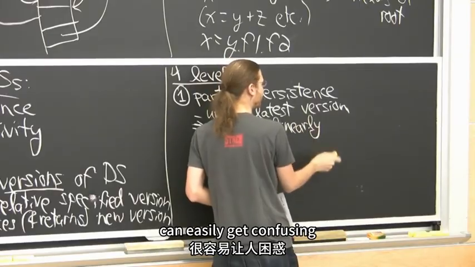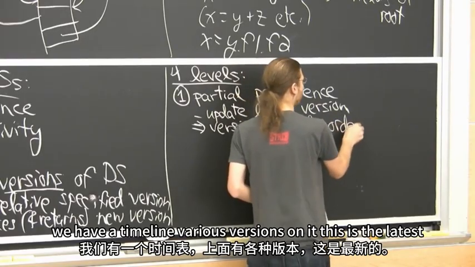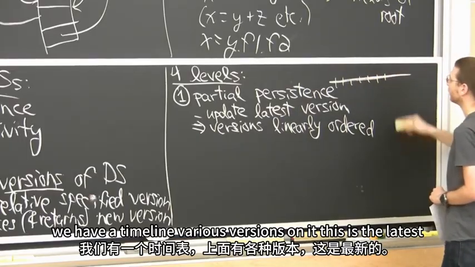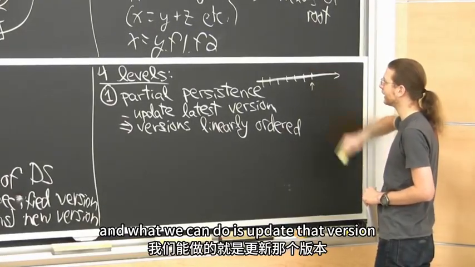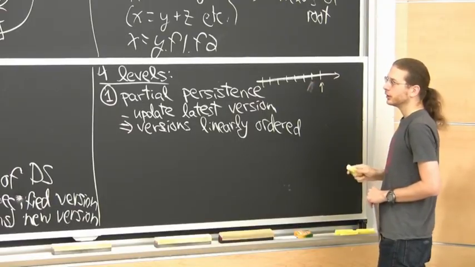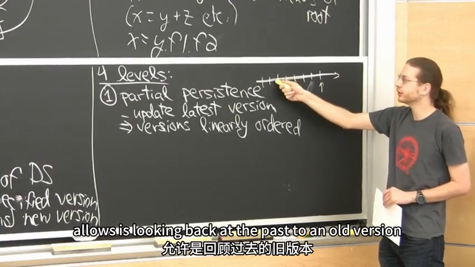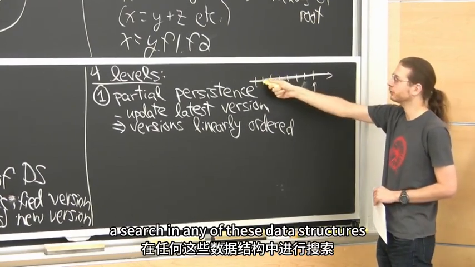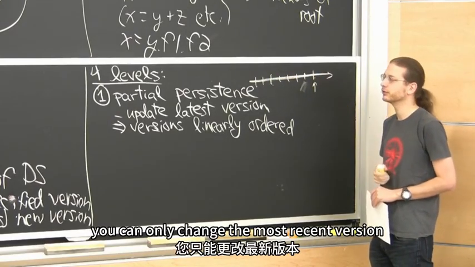You know, time travel can easily get confusing. So start simple. We have a timeline, various versions on it. This is the latest. And what we can do is update that version. We'll get a new version, and then our latest is this one. What this allows is looking back at the past to an old version and querying that version. So you can still ask questions about the old version. You want to be able to do a search in any of these data structures, but you can't change them. You can only change the most recent version.